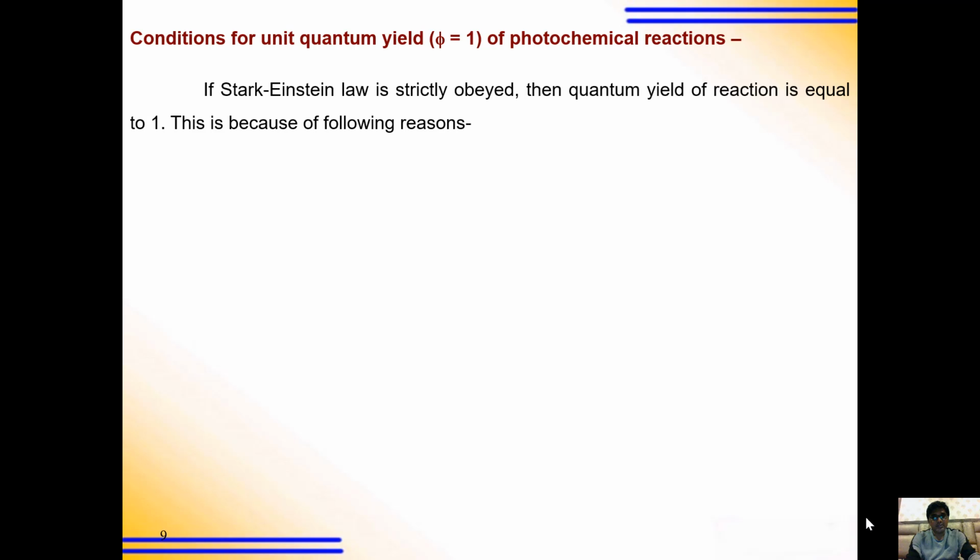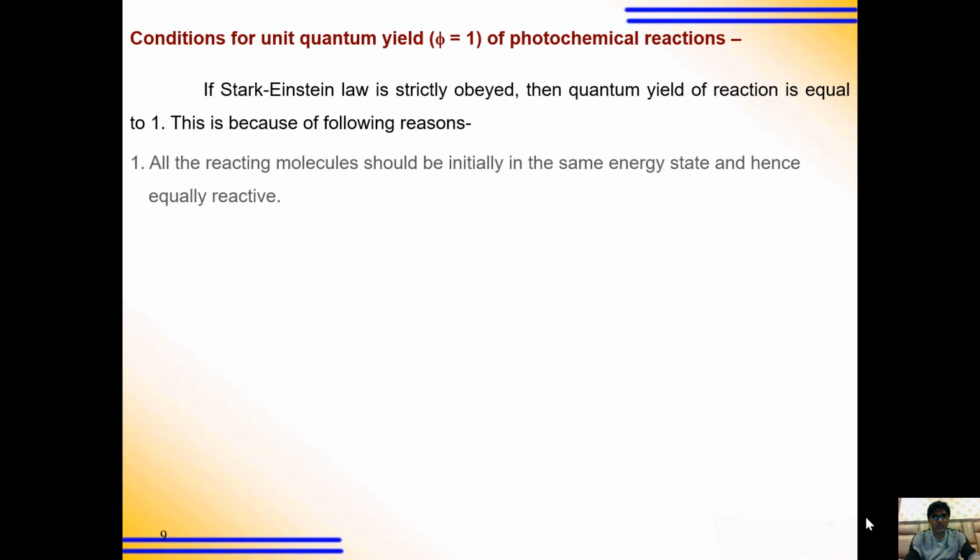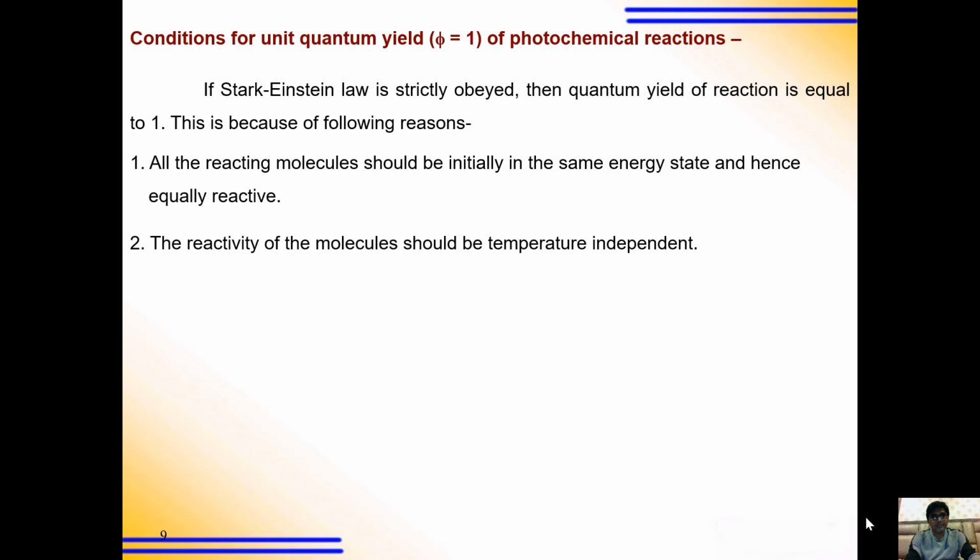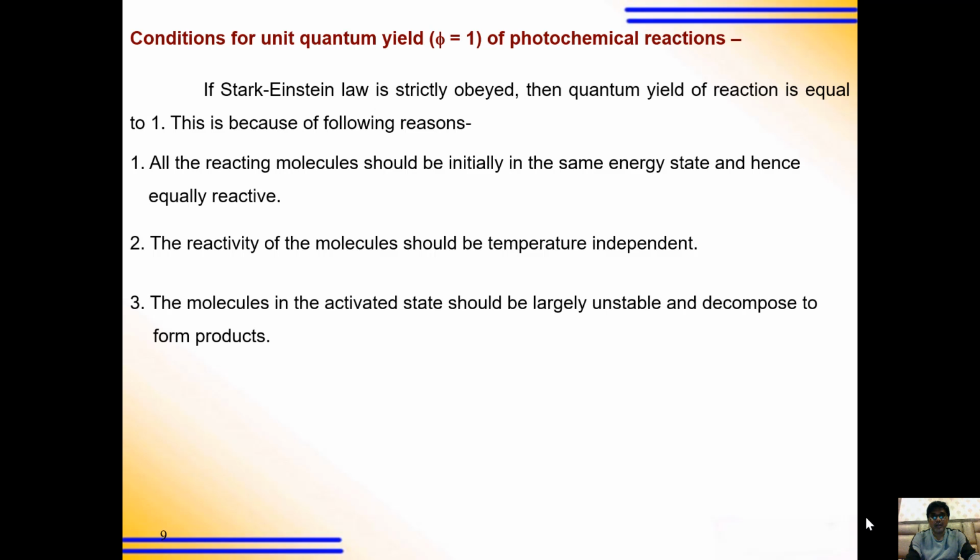This is because of some reasons: all the reacting molecules should initially be in the same energy state and hence react equally. The reactivity of molecules should be temperature independent. The molecules in the activated state should be largely unstable and decompose to form product. An example of this is SO2 plus Cl2 in the presence of light forming SO2Cl2. Here the quantum yield is equal to 1, so phi equals 1.